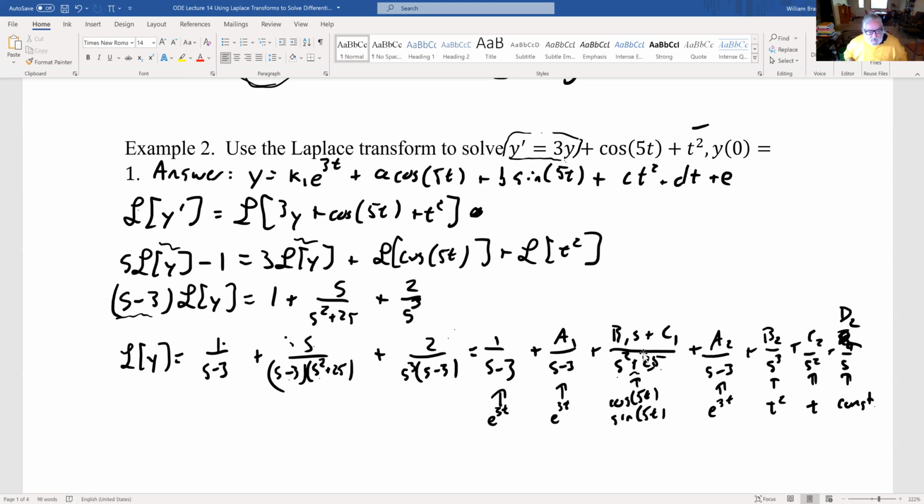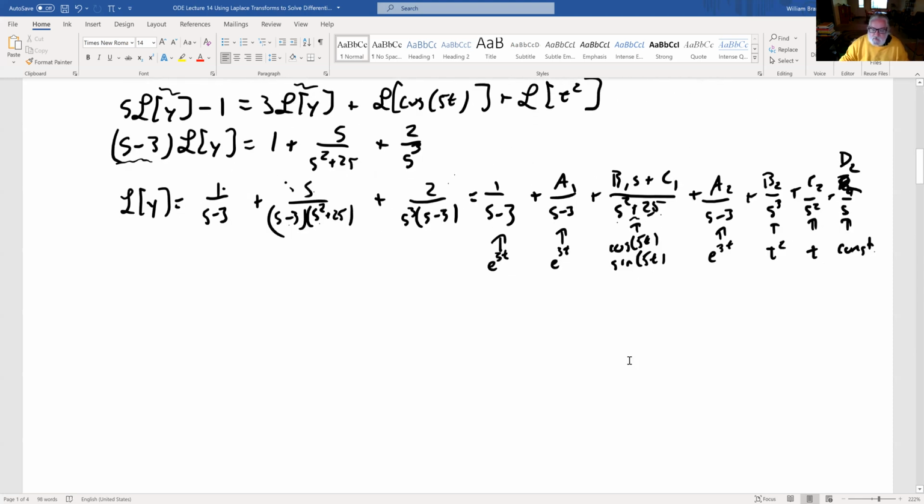So we get the correct set of terms, right? We get e to the 3t, cosine 5t, b to the sine 5t, ct squared plus dt plus e. We just have to figure out what these coefficients actually are. So what is the partial fraction decomposition of s minus 3 over s squared plus 25? What is that equal to?